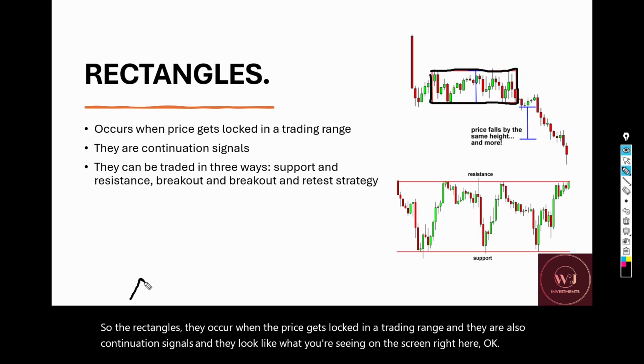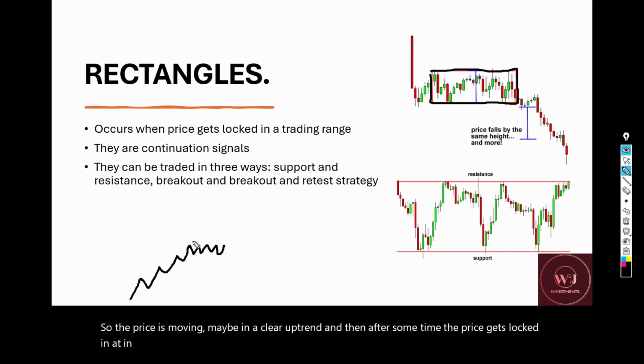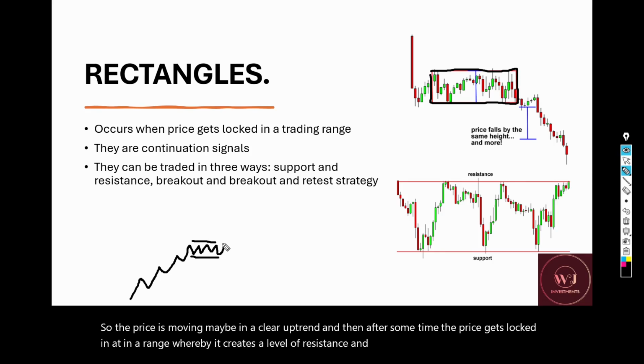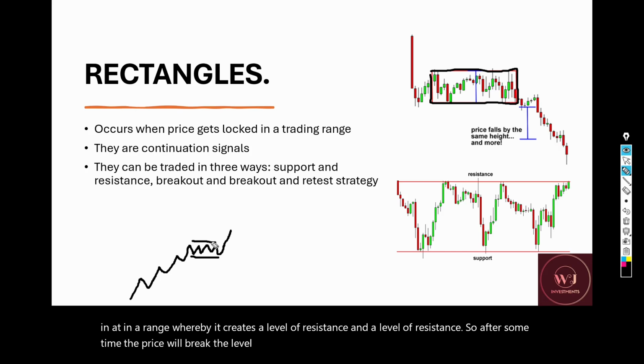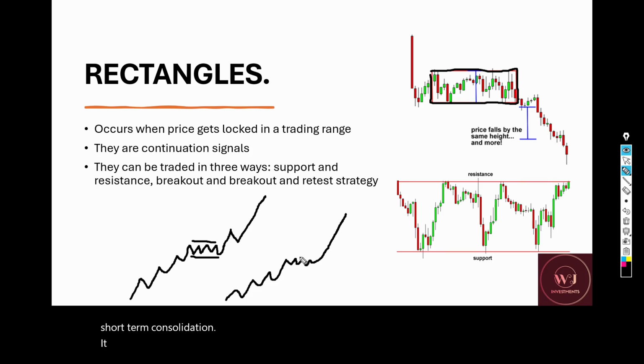So the price is moving maybe in a clear uptrend. Then after some time, the price gets locked in a range whereby it creates a level of support and a level of resistance. After some time, the price will break the level of resistance, then come to retest under that level and then continue. Or sometimes, if the price is on a clear uptrend, then after creating this short-term consolidation, it will just break through it without coming back to retest.